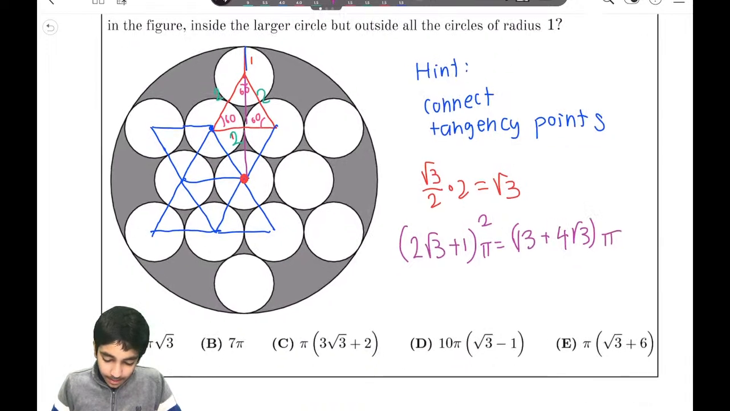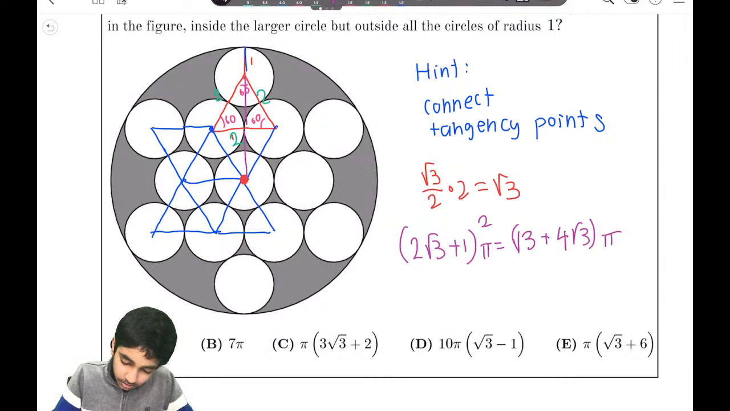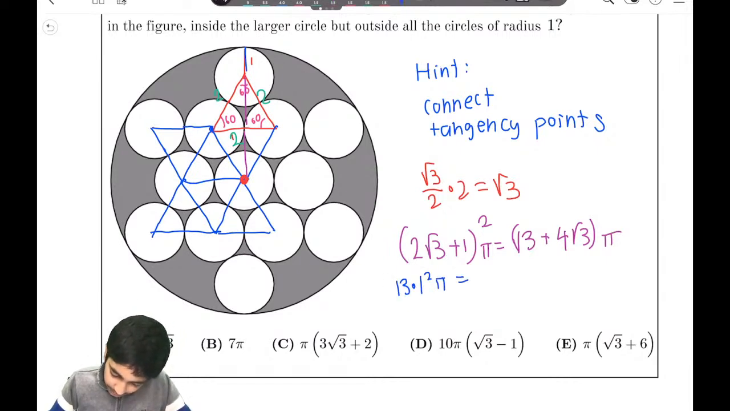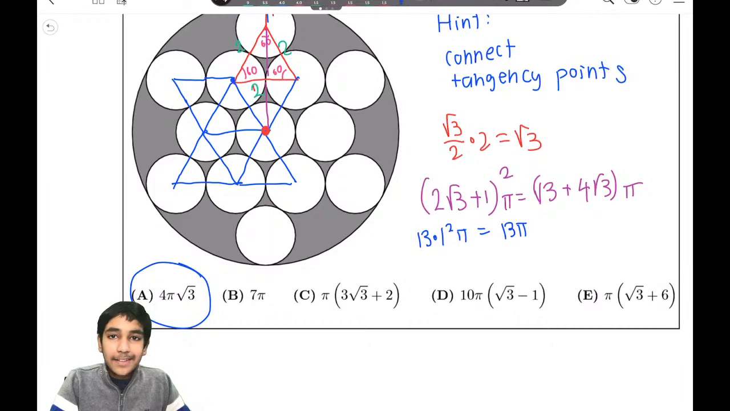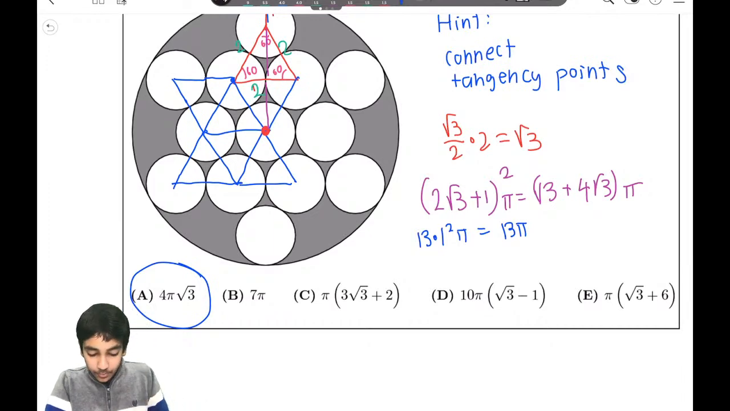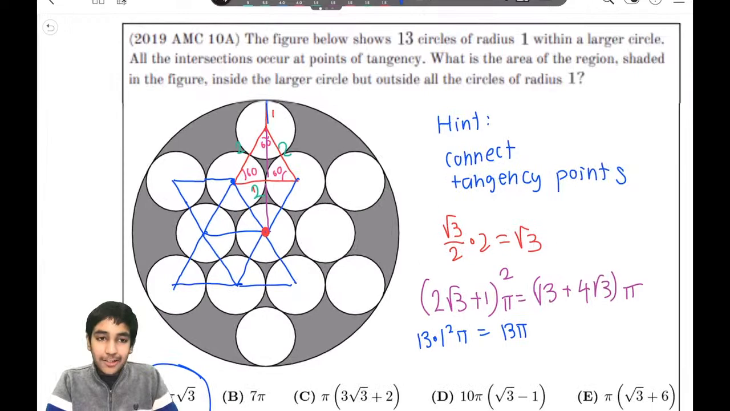And then we can see that the area of all of the white regions is just going to be equal to 13 times 1 squared times pi, which is equal to 13 pi. So we subtract them out, we get a simple answer of just 4 root 3 pi. Cool problem, right? Because we drew the useful radii, we extracted the information of this equilateral triangle, the height, and then we found the overall radius of the whole large circle. And that's how we did this problem.